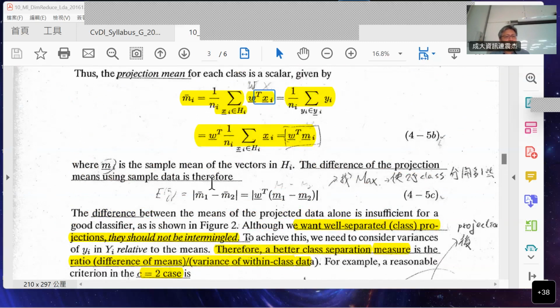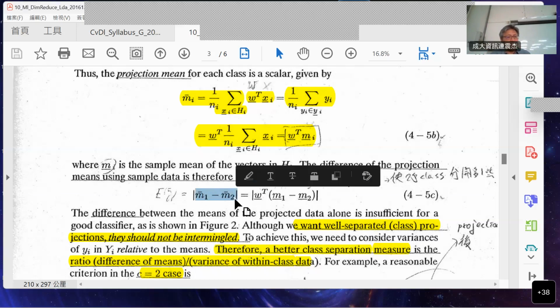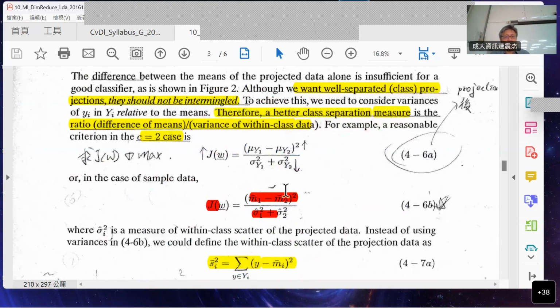M1 minus M2 is the projection mean value 1 minus the projection mean value 2, meaning the original X mean value and then we do the projection. We just said the mean value in low dimension equals the high dimension mean value projected down directly, because the mean is also a point. So when you try to find the low dimension average value, it means the high dimension average value directly projected to the W. So it's the same. So this equation will be this equation.